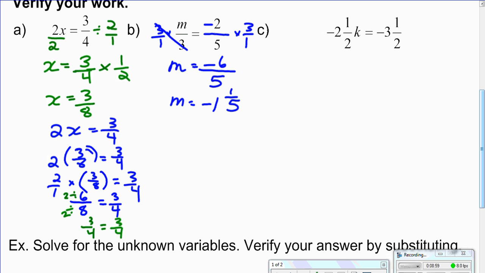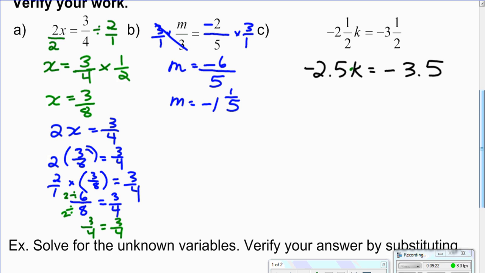And then we would verify by substituting. I'm not going to do that on this example. We'll do the next one. So this example, I know that when I have halves, those are really easy decimals to make, so I'm going to turn them into decimals. So -2.5 times k is equal to -3.5. So sometimes if you can put them into decimals, it might make your life a little easier.